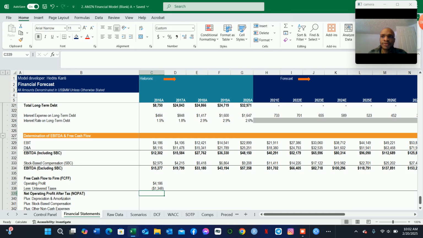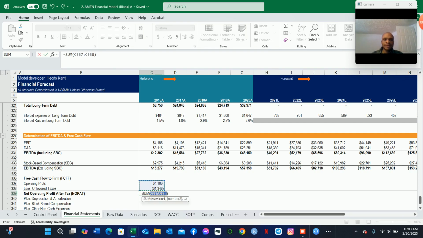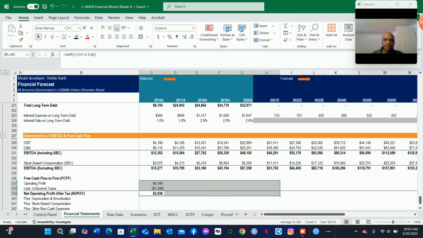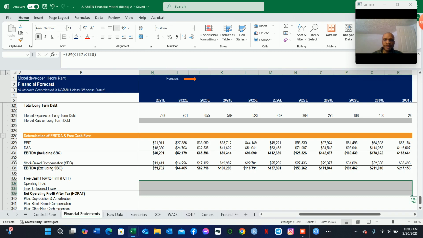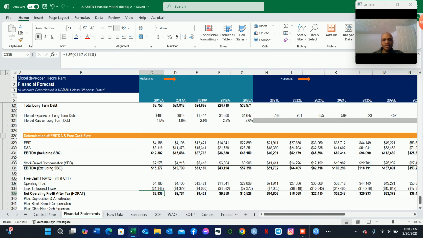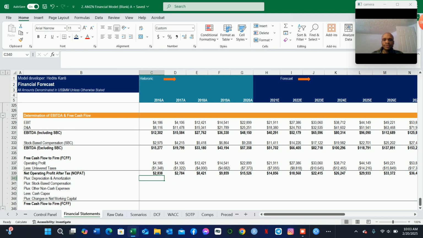So now to determine the net operating profit after tax, we can sum all of those. We can take this and fill this to the end of the projected period. So we have now NOPAT, that is the net operating profit after tax.